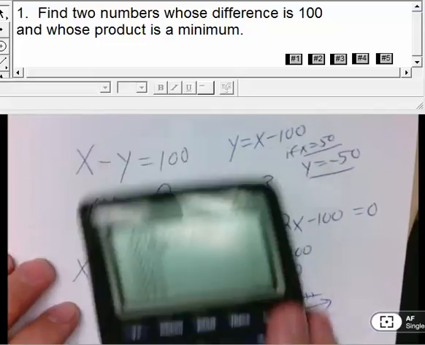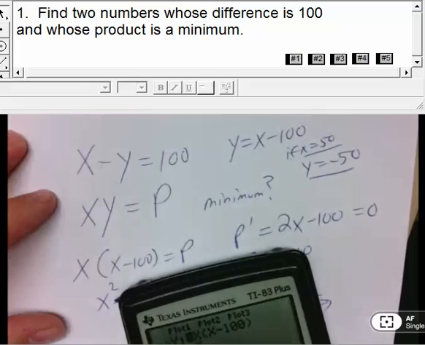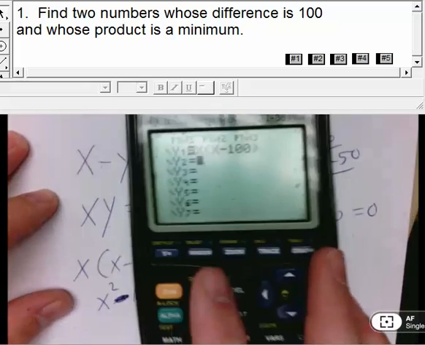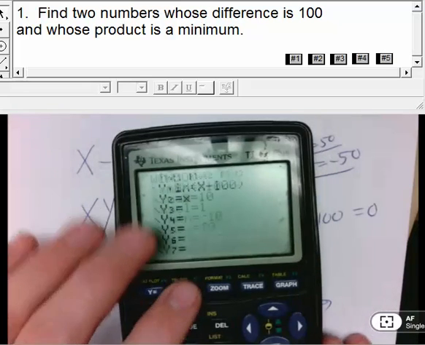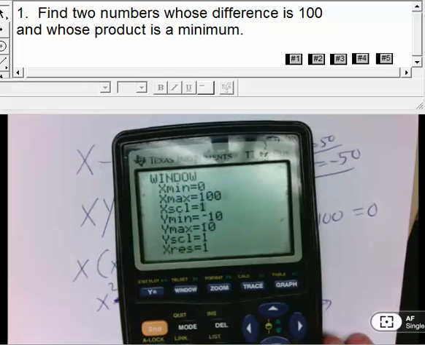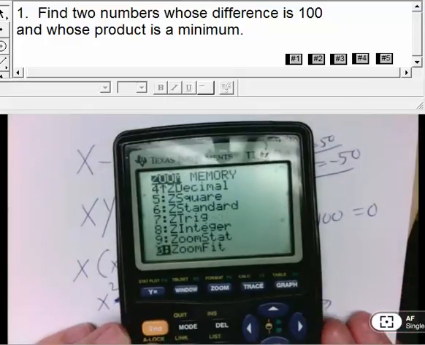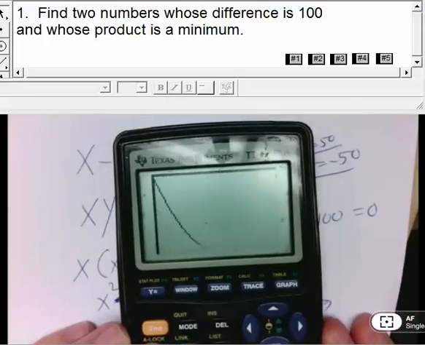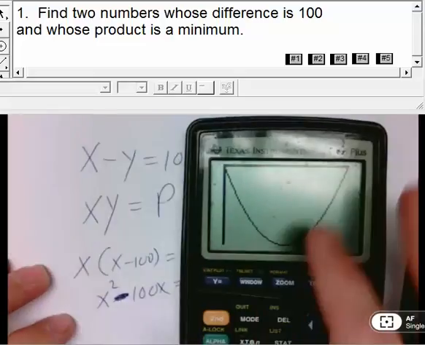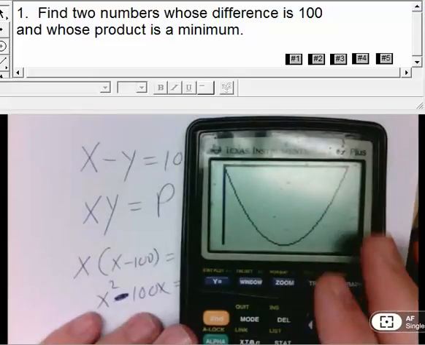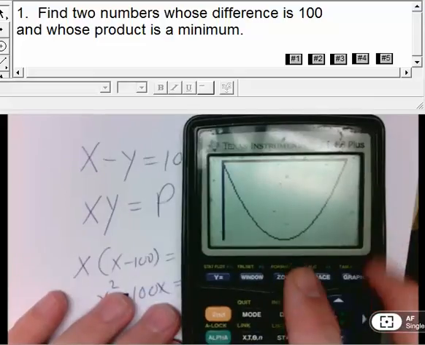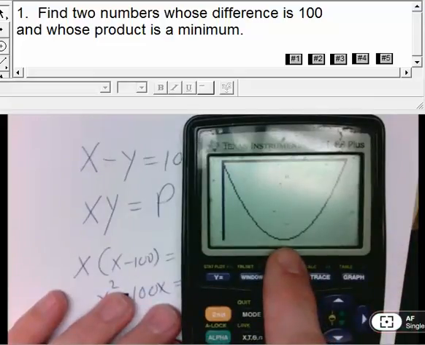And I know my values, right? I have some pretty big values here for x. So let's just go 0 to 100 for now, and then I'll do a zoom fit. See what happens. Oh, that worked out kind of nicely. Obviously, if you started with a standard window, you'd see that there's more to it than that. So I'm looking at my original graph, and it certainly looks like that's where I'm going to bottom out.